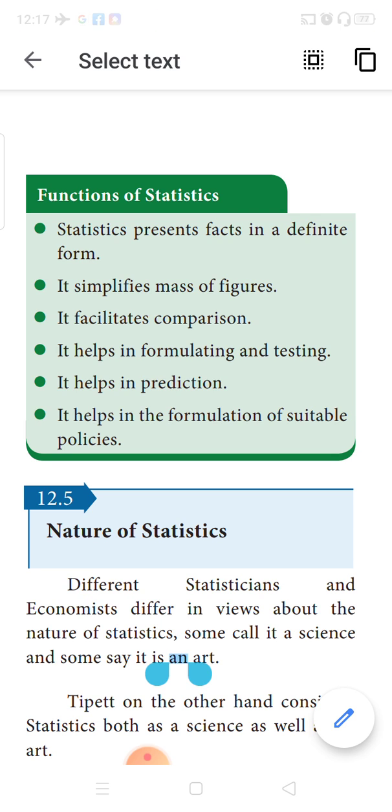Next, it helps in the formulation of suitable policies. Why is all this gathering, analyzing, organizing, presenting and interpretation done? Only to find suitable policies. Why should policies be made? For the development of our economy, or for bringing a solution to the problem which is existing or which might occur in the future. So these are the functions. The functions are important and characteristics are also important.